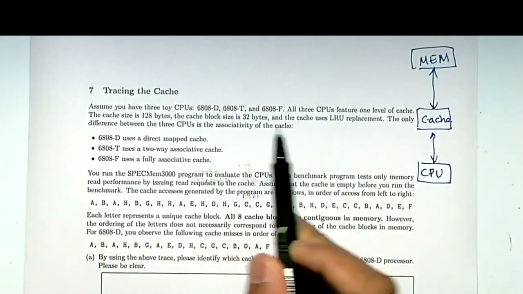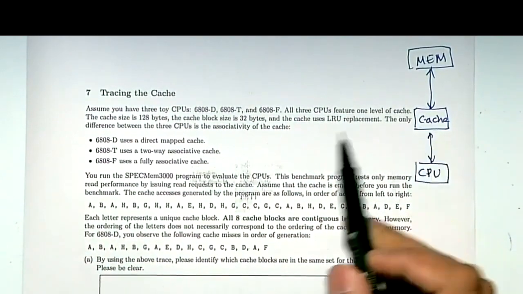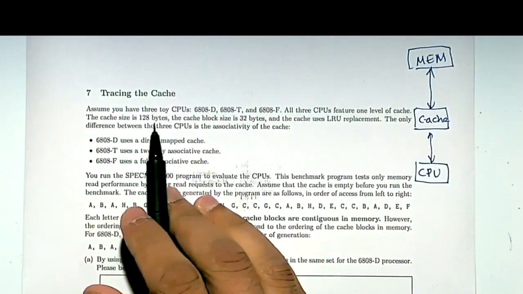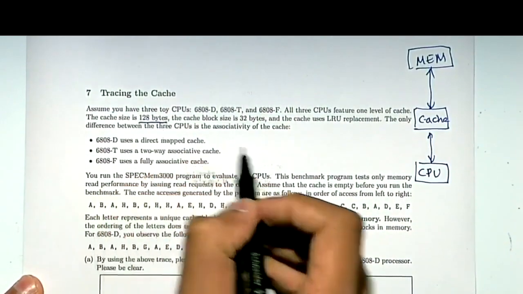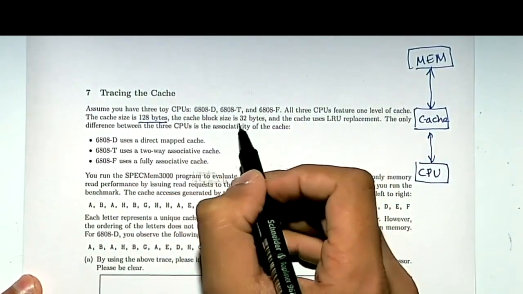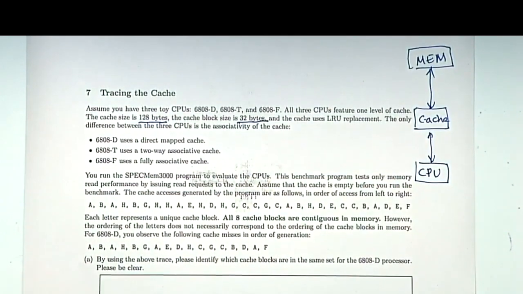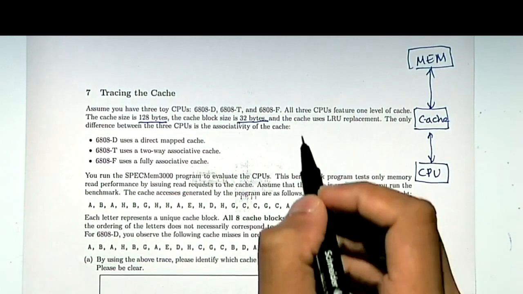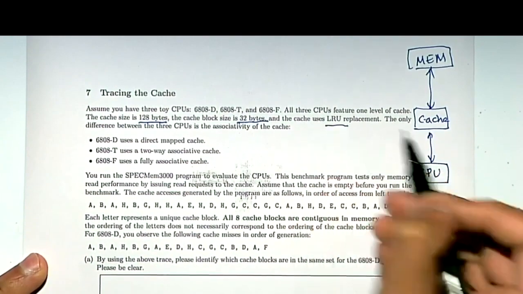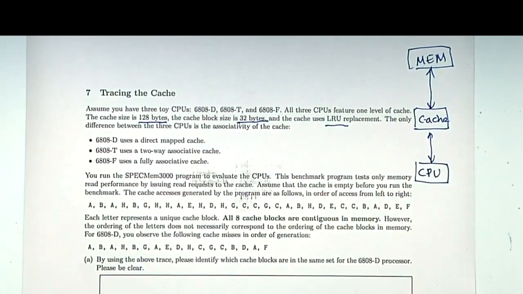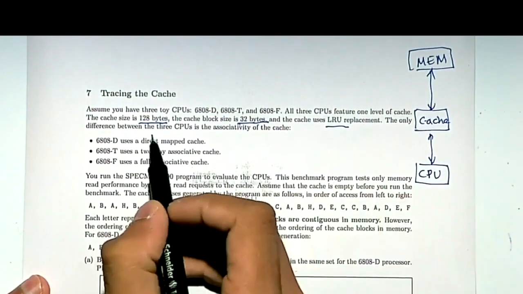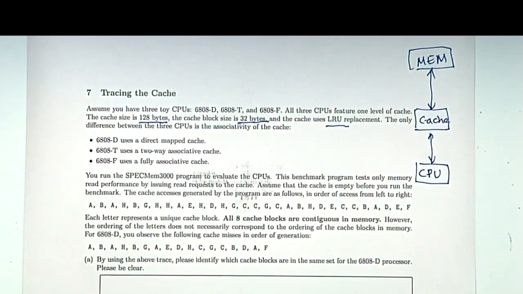And so each one of these CPUs has a different type of cache, right? We're given that the cache size is 128 bytes, and the cache block size is 32 bytes. So that tells us that precisely four blocks fit in one of the caches, right? And we also know that the cache uses the least recently used replacement policy. So the only difference between these three caches is the associativity.